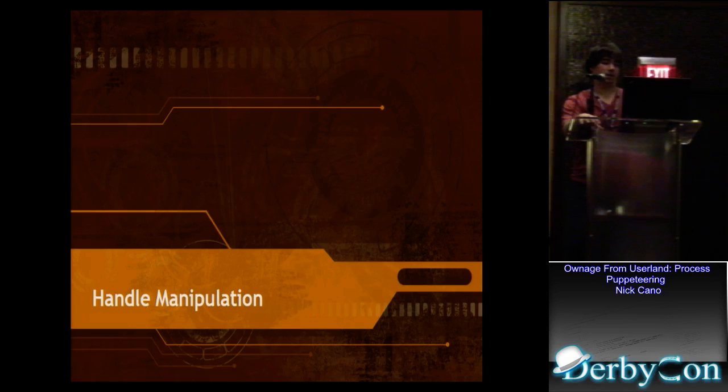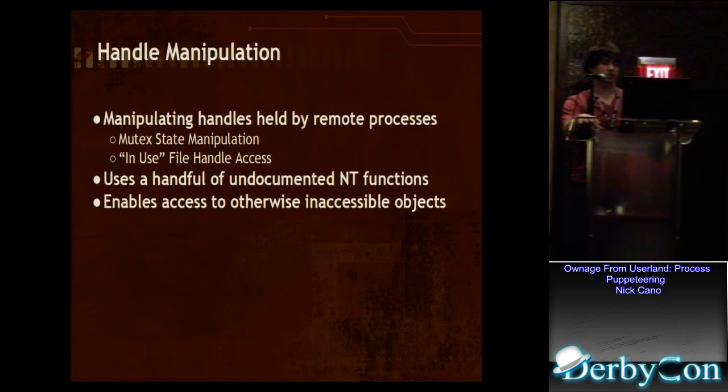There was a site called ntinternals.com, I believe, a really good site for NT system internal documentation, and I had to use a lot of functions that were found on there. But basically, handle manipulation is manipulating handles held by remote processes. We have mutex state manipulation as an example, and modifying or writing to a file that may be held by a remote process. You maybe can't open that file because the other process has full access to it, so you can grab the handle from the remote process and write to that file. Like I said, we're going to use a handful of undocumented NT functions, and this will enable us access to otherwise inaccessible objects.